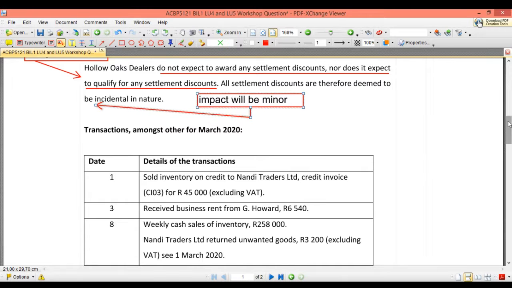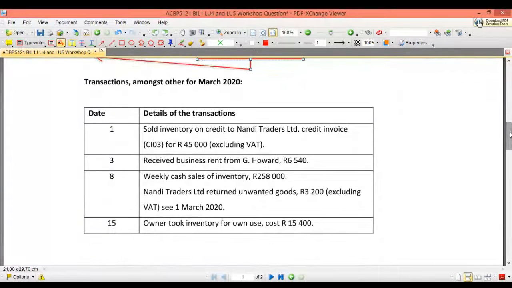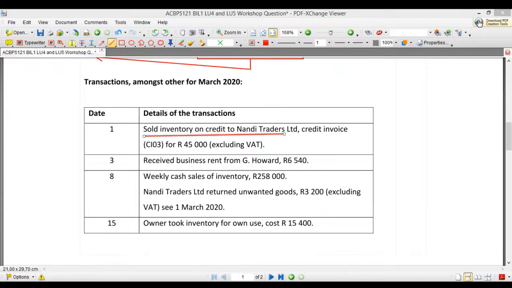Okay, so some of the transactions that they have provided for us are the following. We sold inventory on credit to Nandi Traders. Now, if we sell something on credit, what journal will we post it to? You can just type in the chat function the respective journal you would capture it in.